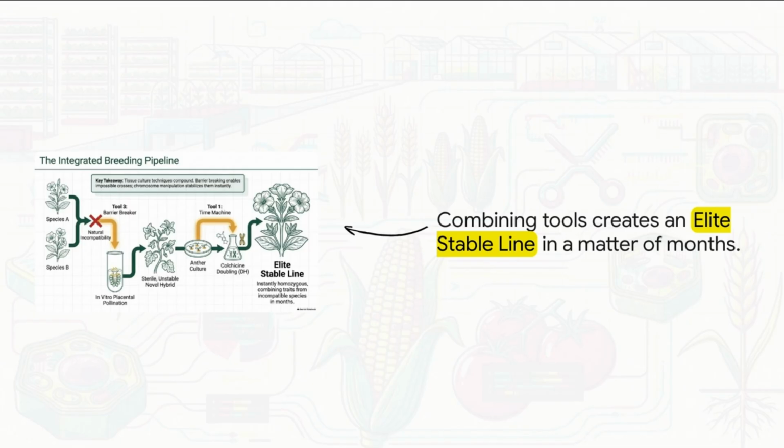But then, they immediately bring in Tool 1, the time machine. By taking the anthers from that wild hybrid, culturing them, and applying colchicine doubling, they instantly stabilize that novel genetic mix into a perfect, elite stable line. Something that would have been biologically impossible in nature, and taken decades to refine even if it were possible, is fully accomplished in a matter of months.